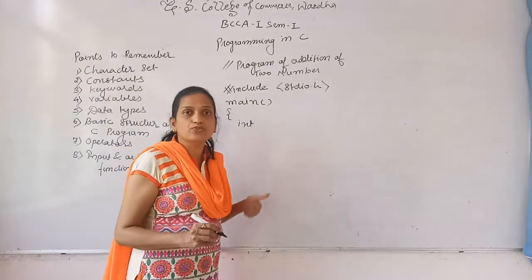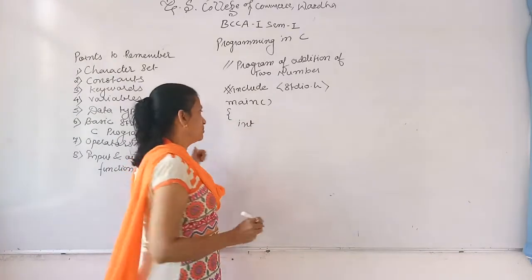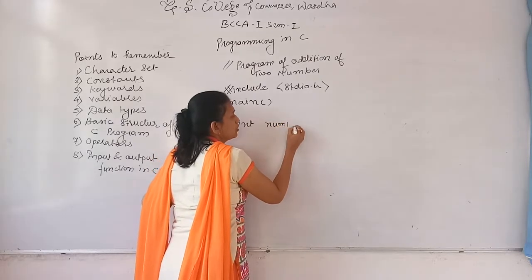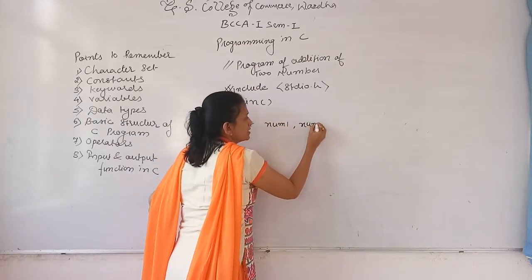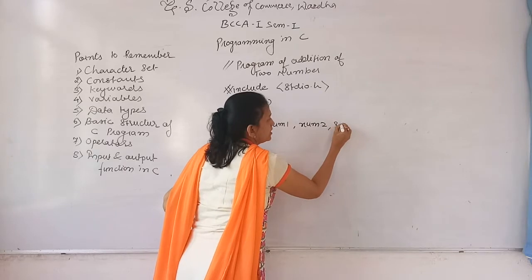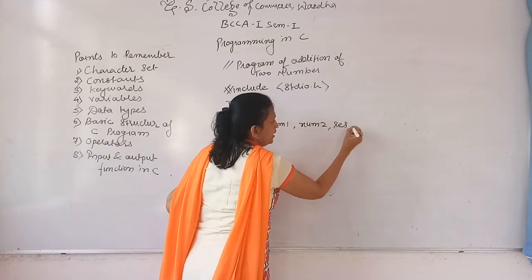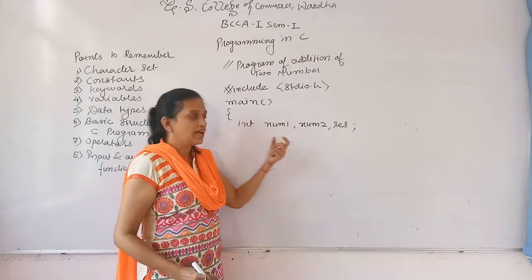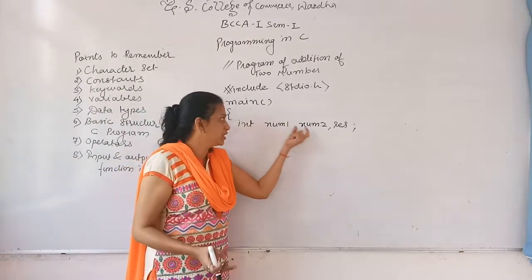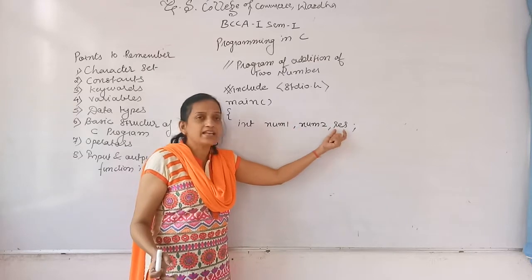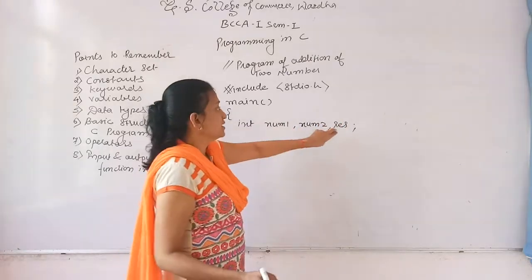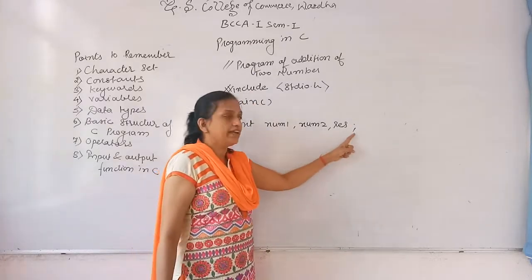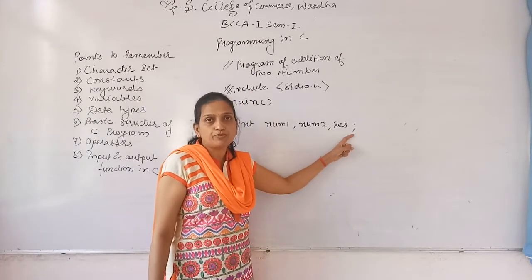You are storing integer values in these variables. The variables you may take as num1, comma, num2, that is number 2, and your result, res. Okay, in this way it is very easy to understand: num1 is your number 1, num2 is your number 2, and res is taken to store the output. Okay, at the end of every statement you have to put the semicolon.